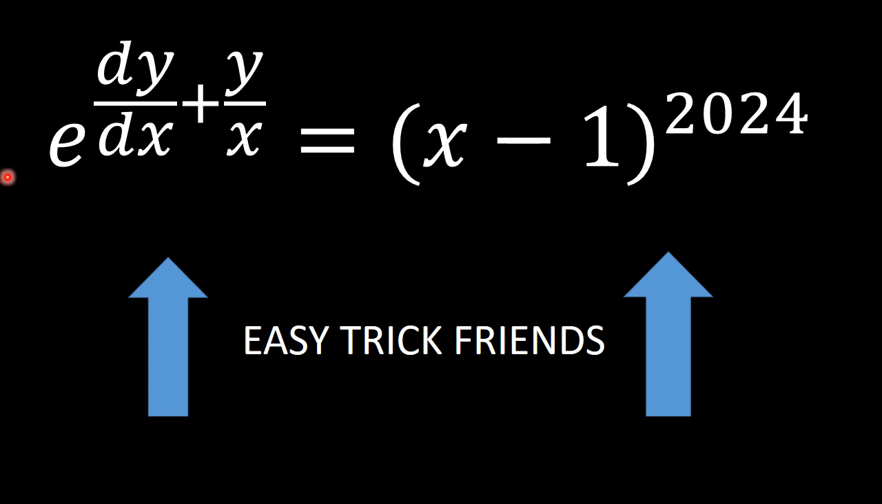In today's video we shall be looking at how we can solve this differential equation displayed on screen. We have e raised to the power dy by dx plus y on x, which is the same as x minus 1, all that raised to the power 2024. So guys, as you can see here, it's an easy trick. Yes, it's an easy trick. The fate of you solving this problem depends on your first step. Yeah, it does depend on your first step.